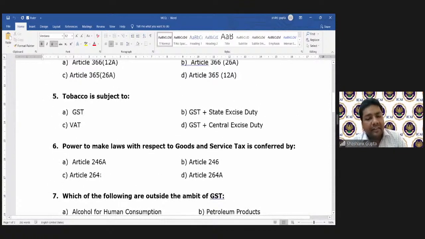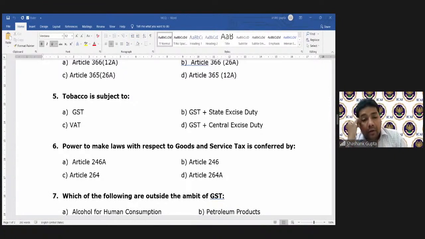Question number 5. Tobacco is subject to A, GST, or B, GST plus state excise duty, or C, VAT, or D, GST plus central excise duty. Which one? Come on, 10 different answers at least. When you're answering, answer full. 5D. Don't just say B, C, A. Just write complete 5 this, 5 this.